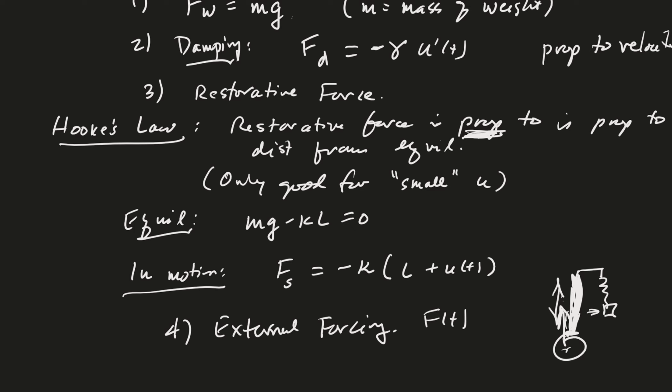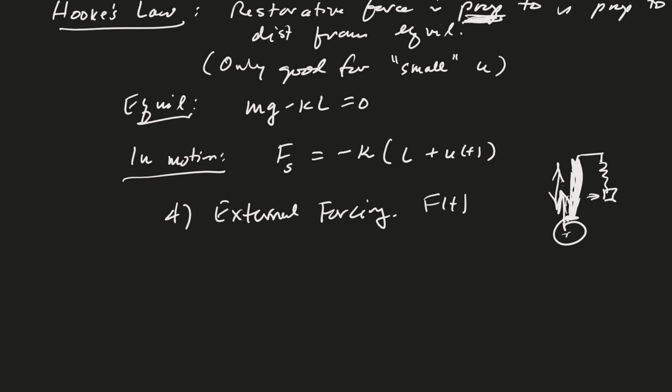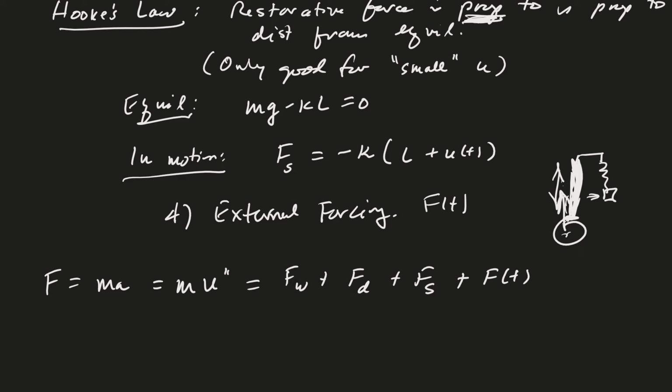Good. I think we're ready now for our model. The overall model is force equals mass times acceleration, which in this case is mass times u double prime. On the other side of the equation is the sum of our forces: F sub w plus F sub d plus F sub s plus our external forcing. Let's write down what everything is. F sub w is mg, minus gamma times u prime, minus k times (L plus u), plus F.